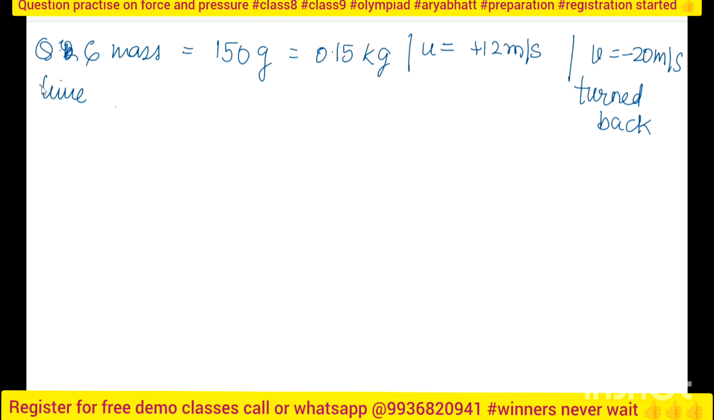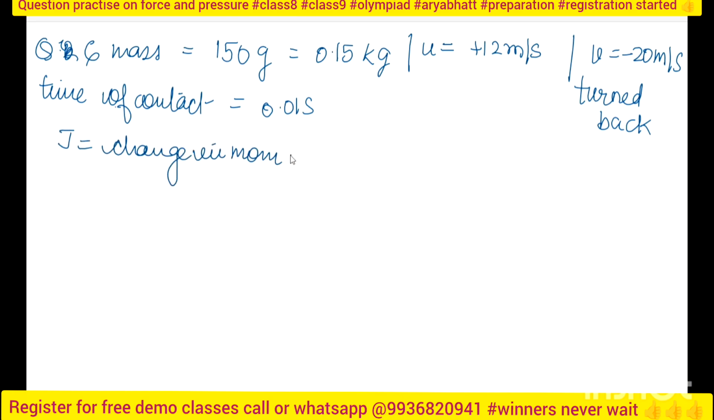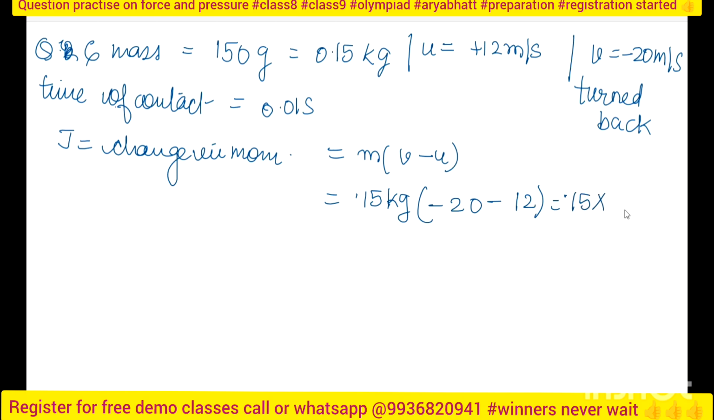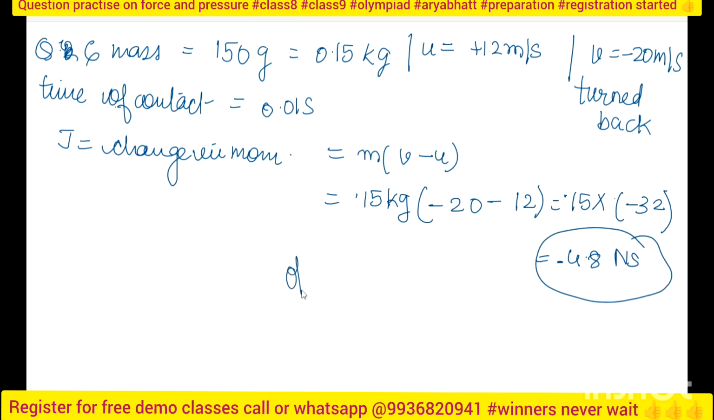Now the time of contact is how much? Time of contact is 0.01 second. So impulse J will be what? Change in momentum, just as we have done. So it is nothing but mass times V minus U, or I can say mass is 0.15 kg into V, which is minus 20, and minus again 12. So it is nothing but 0.15 into minus 32, right? Minus 32. So calculate and tell me. It will be 4.8 minus, and it is Newton second, right? Because this is impulse. So my option B is correct.